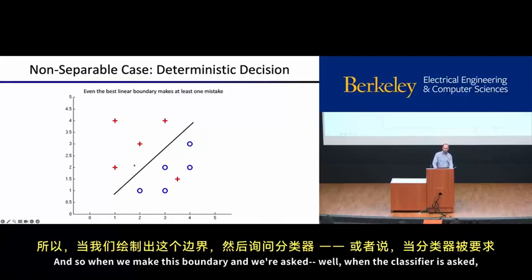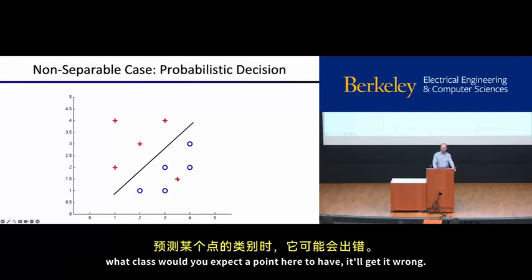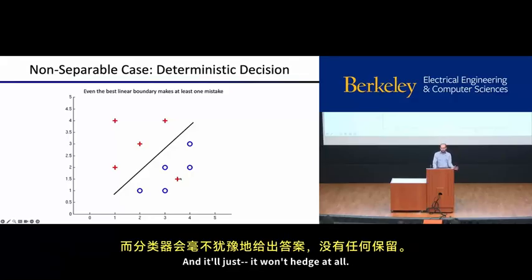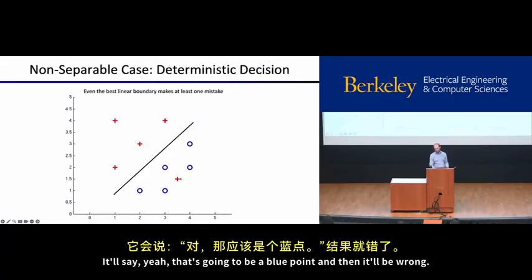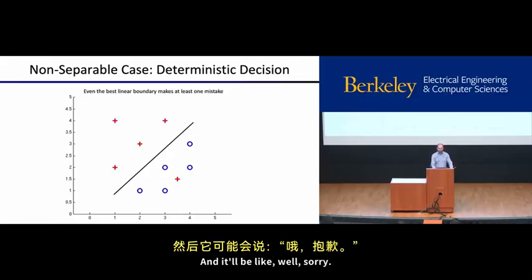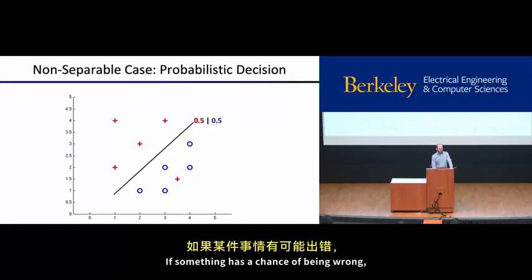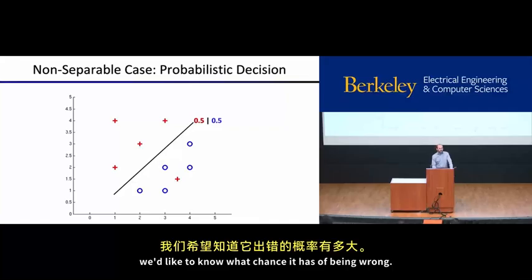And so when we make this boundary and the classifier is asked, what class would you expect a point here to have, it'll get it wrong, and it won't hedge at all. It'll say, yeah, that's going to be a blue point, and then it'll be wrong, and it'll be like, well, sorry. If something has a chance of being wrong, we'd like to know what chance it has of being wrong.